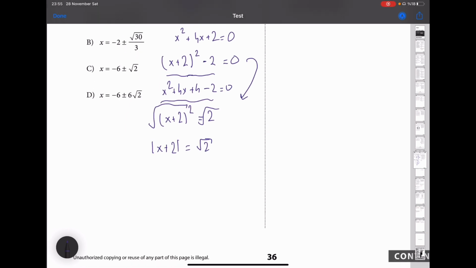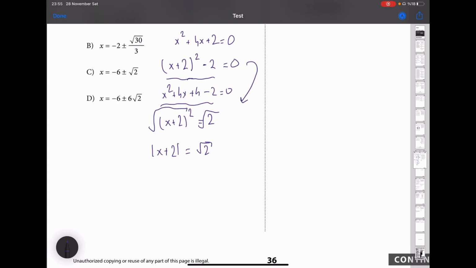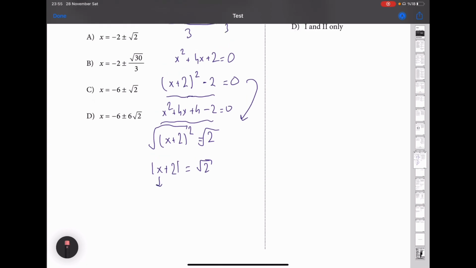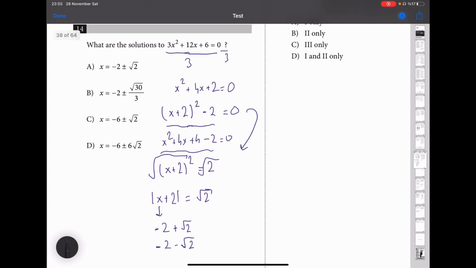Right. So we realize that this will hold for minus 2 plus square root of 2 or minus 2 minus square root of 2. So the solution is this, right?